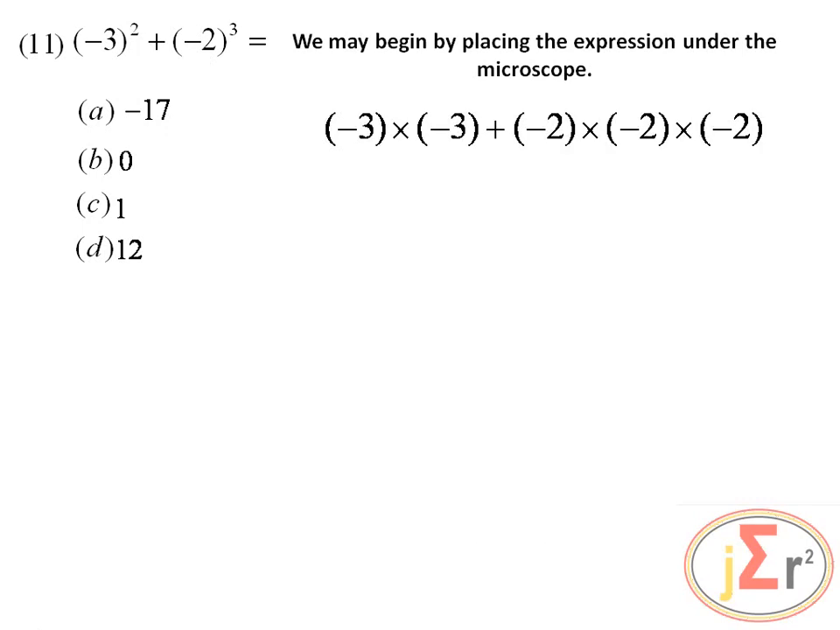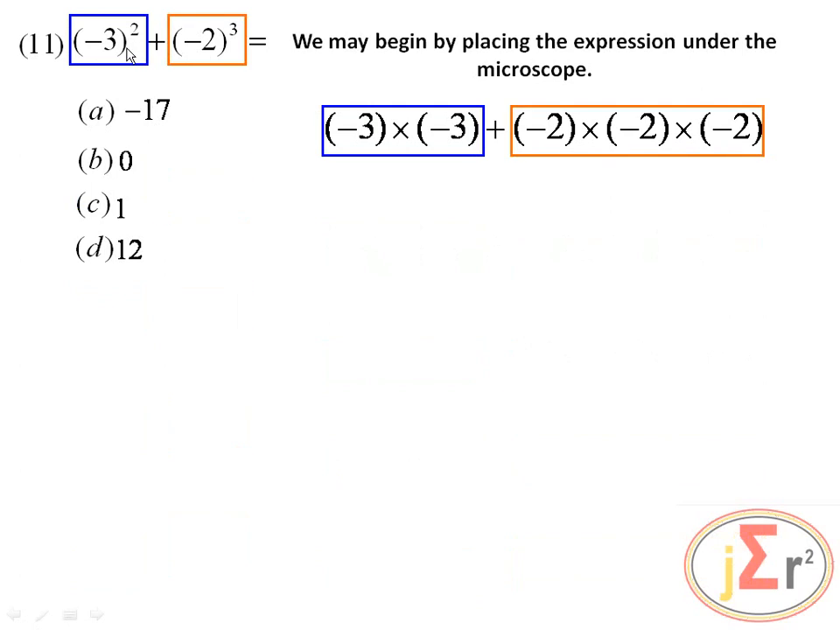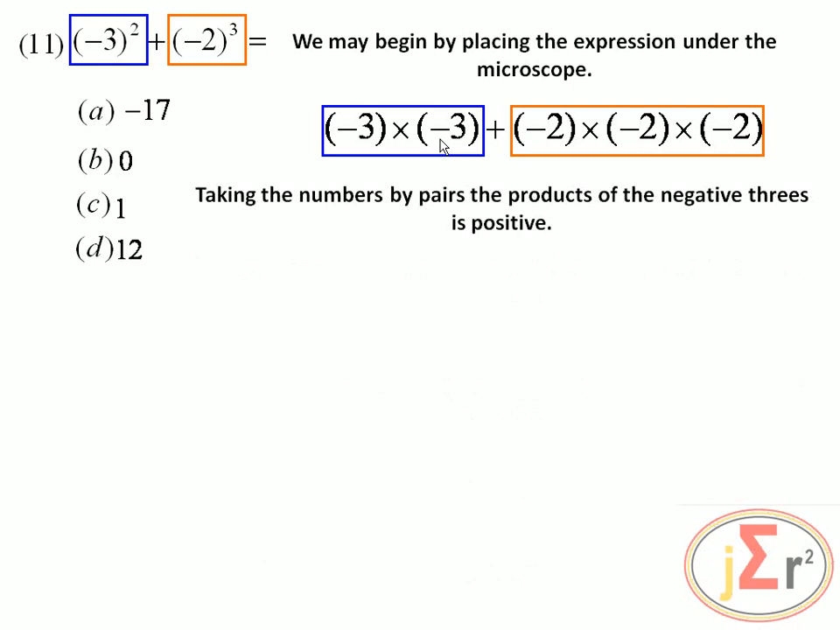So we are going to put that under the microscope. Where we have a negative 3 squared, here we have negative 3 multiplied by negative 3. That is what it is. Taking the numbers by pairs, the product of the negative 3's is positive. So the product of this is positive. Negative multiplied by negative is positive. We have it right there.